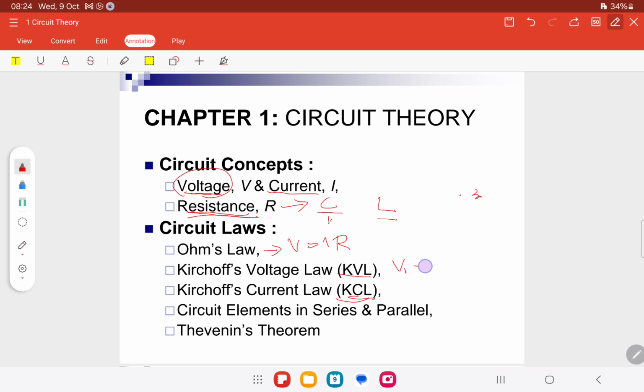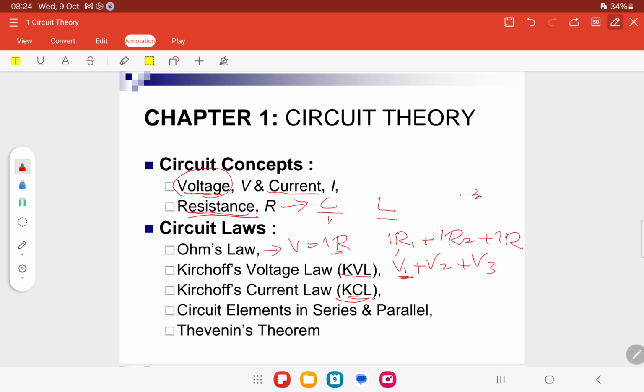For KVL, V1 plus V2 plus V3. So it is based on the voltage. Where does the voltage come from? From here earlier, right? That is where we do IR. If there is one resistor, IR1 plus IR2 plus, and so on.